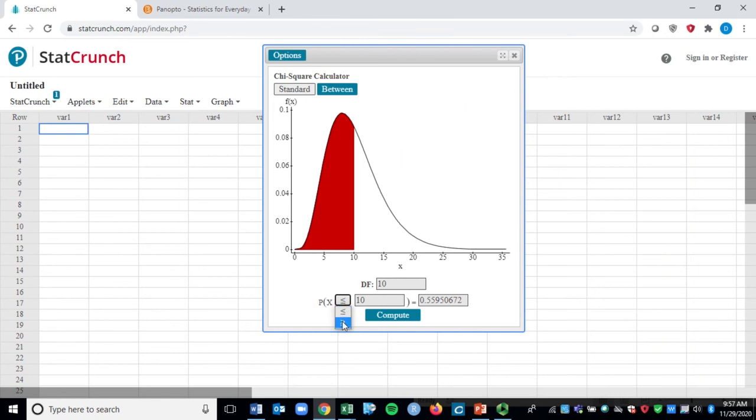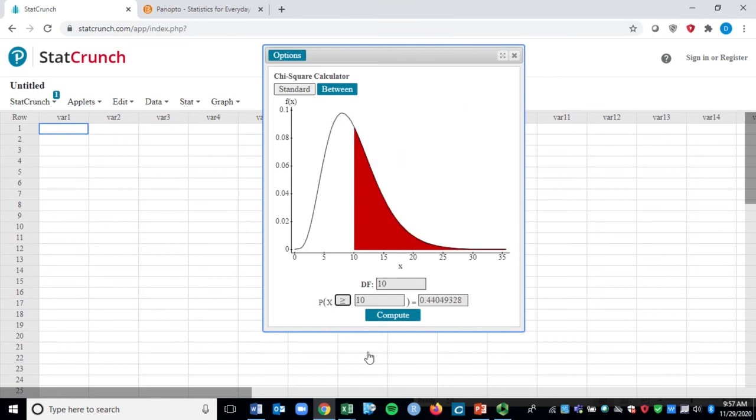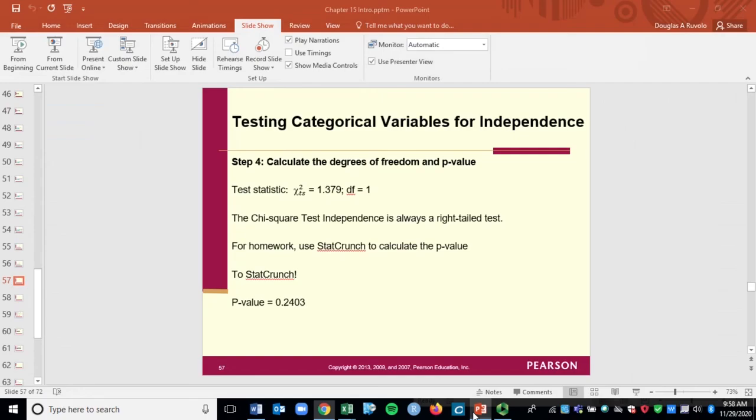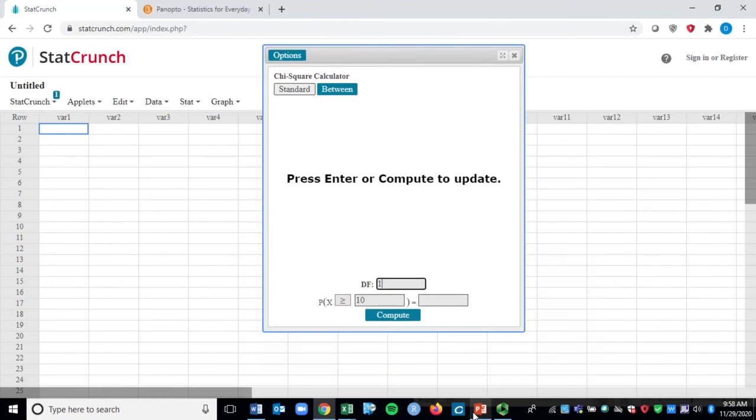Honestly, it probably should default to greater than, because the chi-squared test of independence, and actually most chi-square tests, are always right-tailed. They're always right-tailed, okay? Because everything got squared and got pushed to the right on the number line, all right? So everything is a right-tailed test. And so we need a greater than sign here. We need 1 degree of freedom, and we got to look up 1.379.